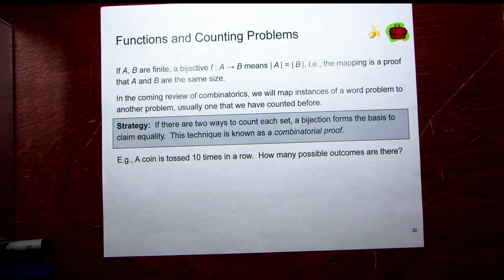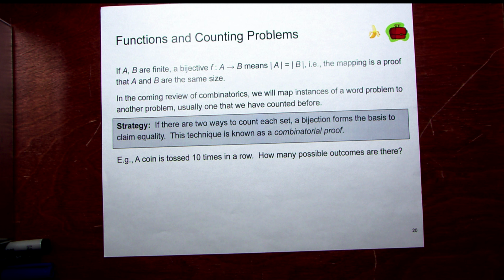So this is good. Okay, so functions and counting problems. If A and B are finite, and that's most of the cases we're going to deal with, there are some countably infinite things that we deal with, but not too many. If you find a bijection between them, that means they have the same size. That is a lot of what we do in combinatorics. You're going to see some patterns of permutations and combinations, and you're going to apply those formulas by mapping the problem that you read onto a problem that you've seen before.